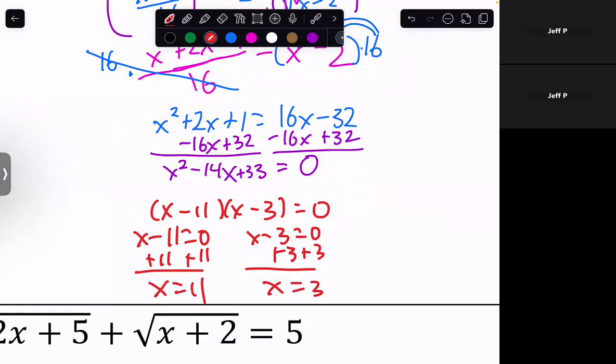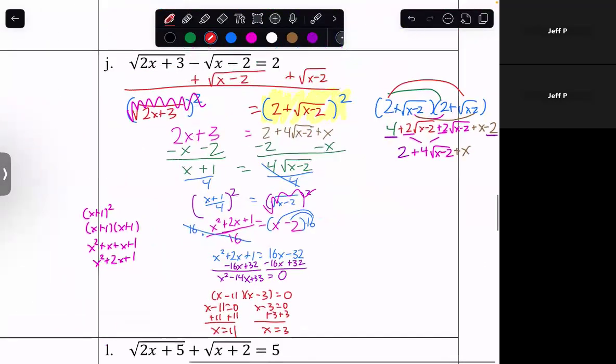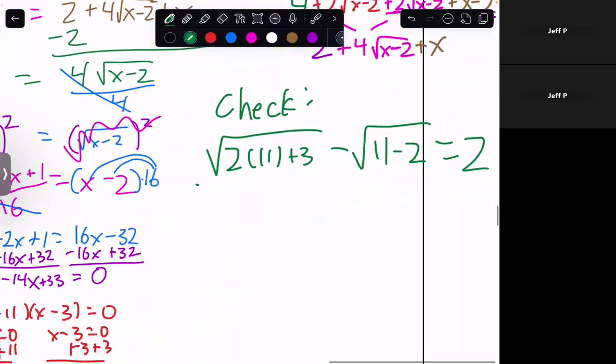And we want to check both answers to see if they work or if maybe there's any extraneous solutions. So first I'll check 11. Again, you can use your calculator for this if you want. You can type the whole left side into your calculator and see if it equals 2.